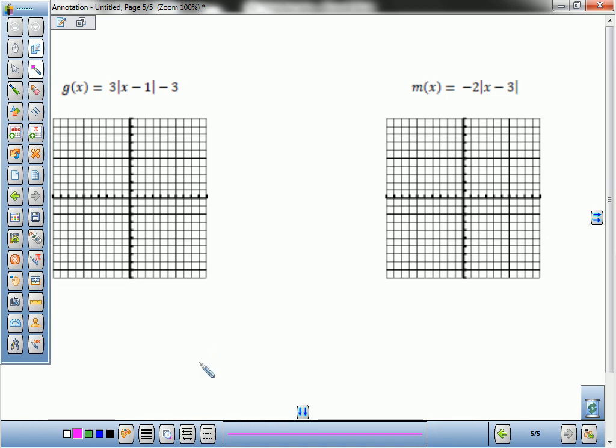Now, I want you to look at this equation and plot your vertex. We're on the back side. We're doing that graph now. Look at the equation and plot the vertex.